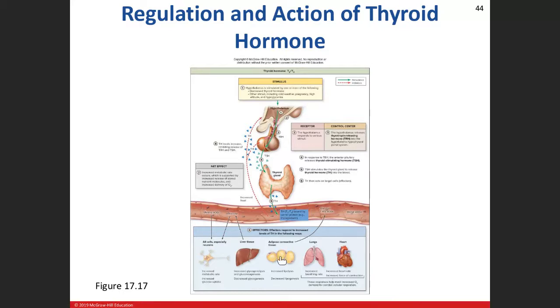All right, same thing with the adipose cells. They're going to break down the fats and release the fats out into your bloodstream. So the glycerol molecule and the fatty acids will go into your bloodstream.